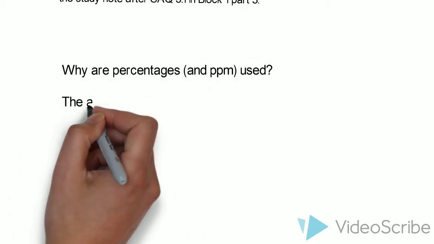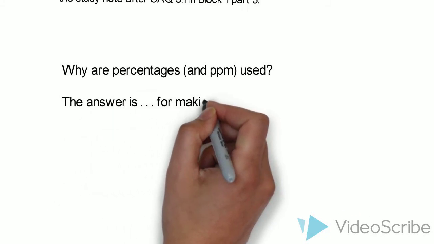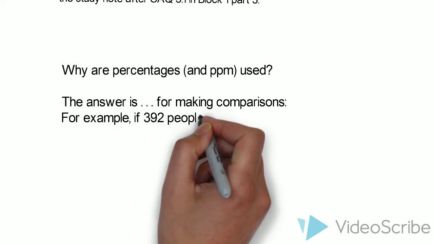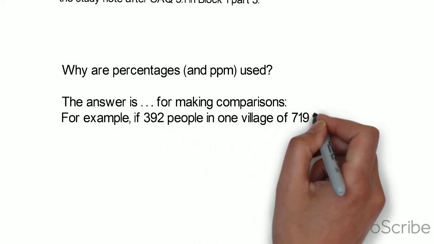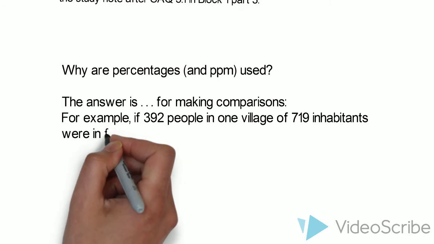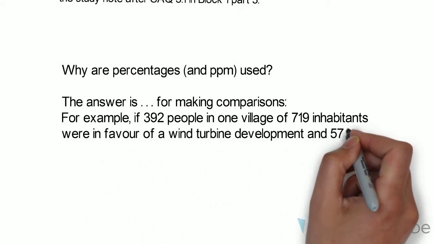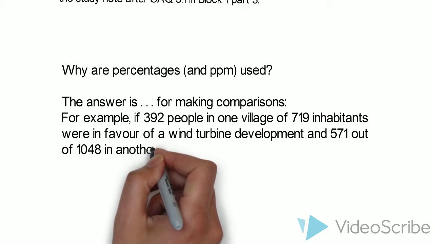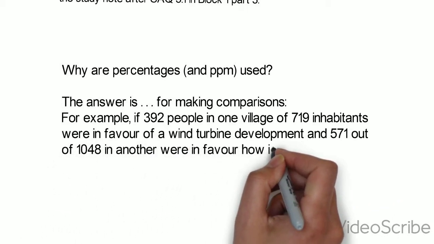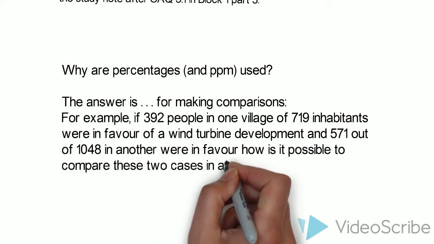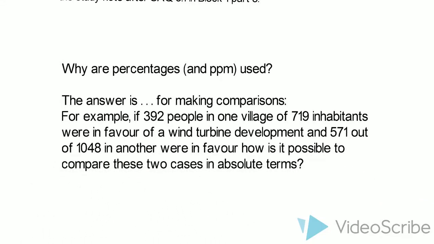Why are percentages and parts per million used? The answer is for making comparisons. For example, if 392 people in one village of 719 inhabitants were in favour of a wind turbine development, and 571 out of 1,048 in another village were in favour, how is it possible to compare these two cases in absolute terms?